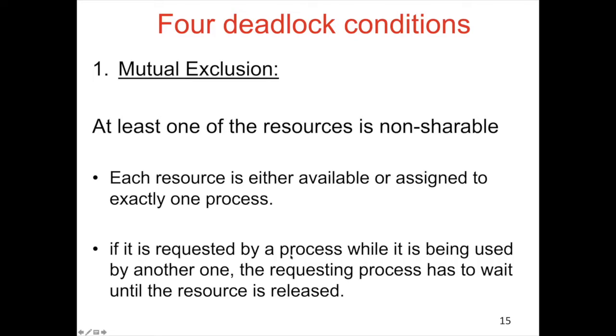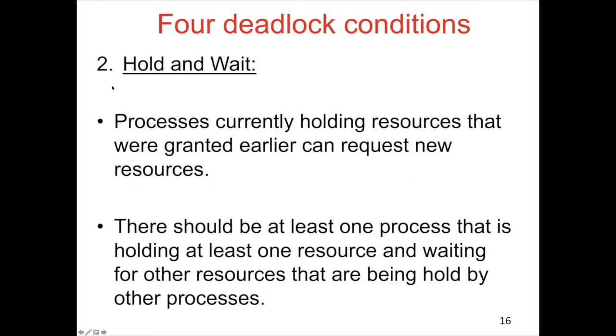Each resource is either available or assigned to exactly one process. If it is requested by a process while it is being used by another one, the requesting process has to wait until the resource is released. The second condition, hold and wait. Processes currently holding resources that were granted earlier can request new resources. There should be at least one process that is holding at least one resource and waiting for other resources that are being held by other processes.